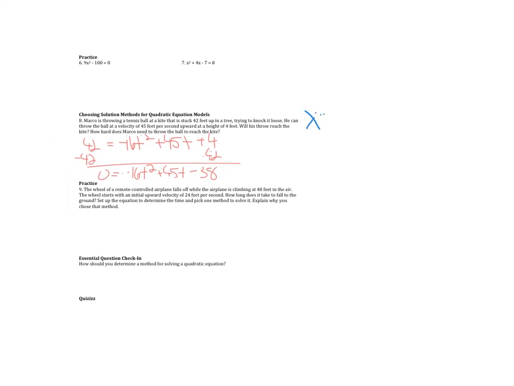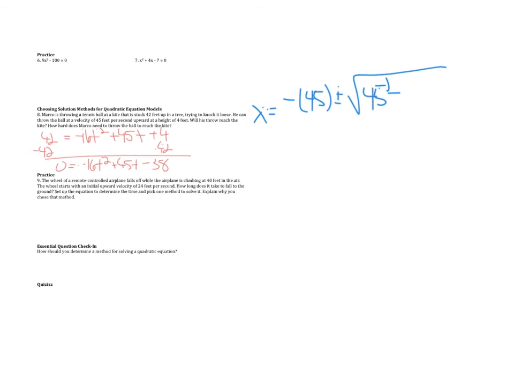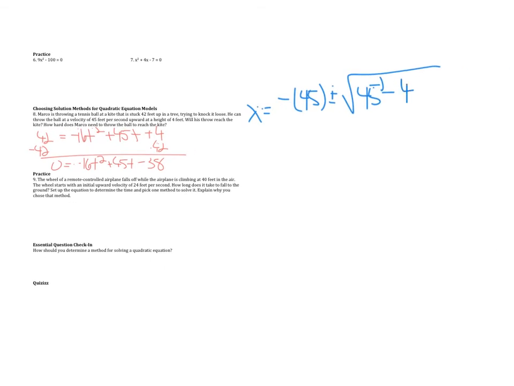So then we get x equals negative b, which is 45, plus or minus the square root of 45 squared minus 4a, which is negative 16, c, which is negative 38, all over 2 times negative 16. Then from there, I'd use a calculator to simplify that all down.